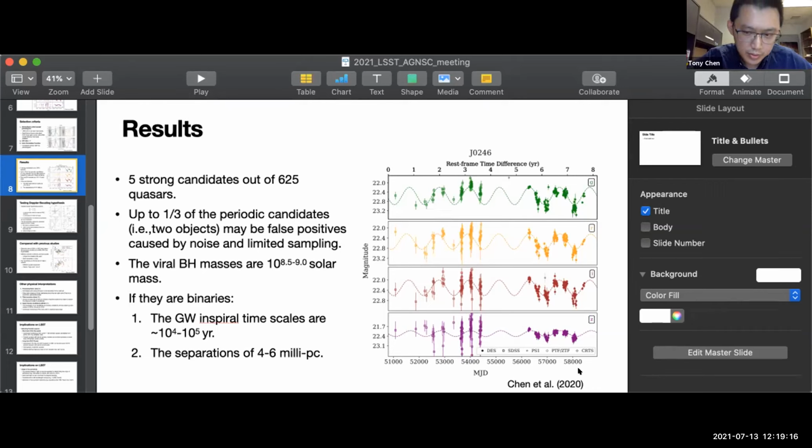That's a good question. So we haven't thought about that. We haven't compared our sample statistics with the gravitational wave background, and I think that will be a good thing to do in the future. Yeah, thanks for that.